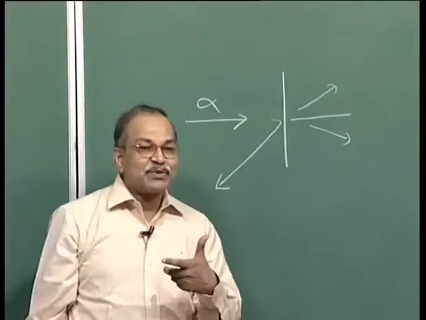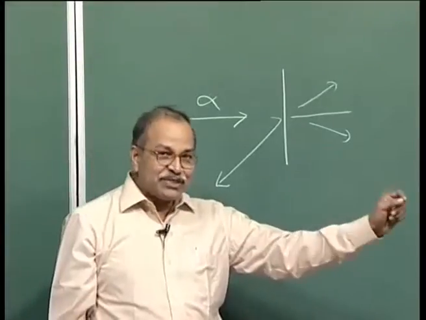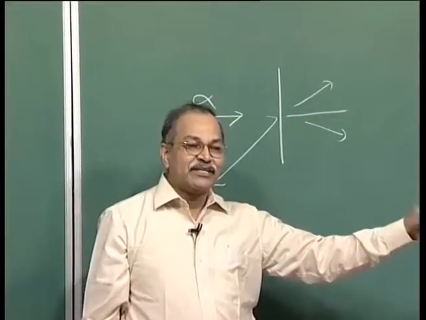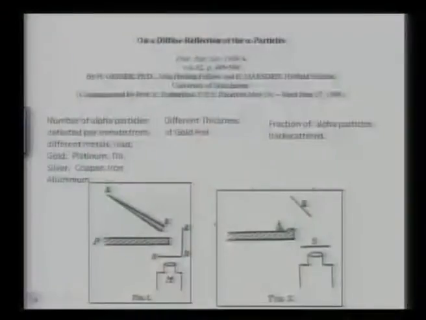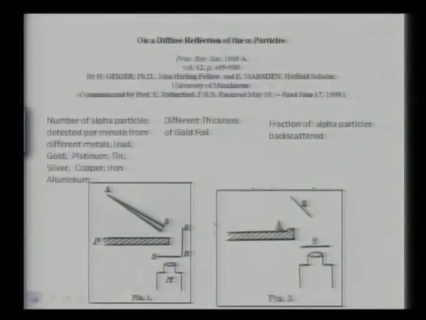It is the diagram that was published in that particular paper. You will see how that experiment in 1909 was performed. So, here it is. The title was "On a Diffuse Reflection of the Alpha Particles", published in Proceedings of the Royal Society, 1909, A, volume 82, pages 495 to 500, by H. Geiger and E. Marsden.